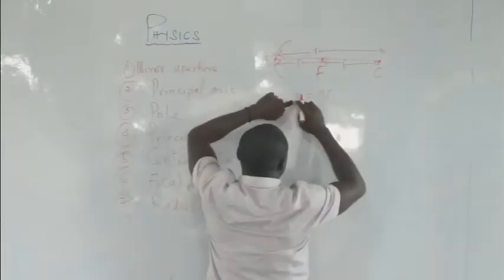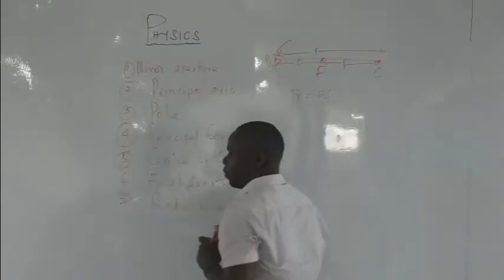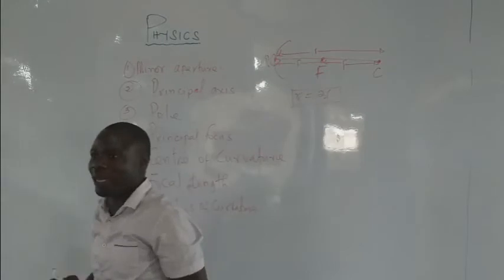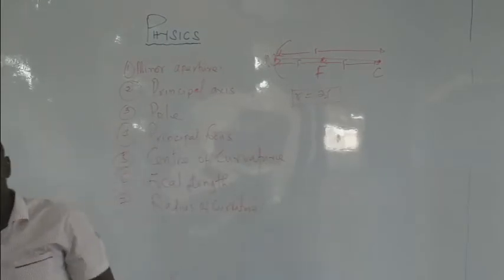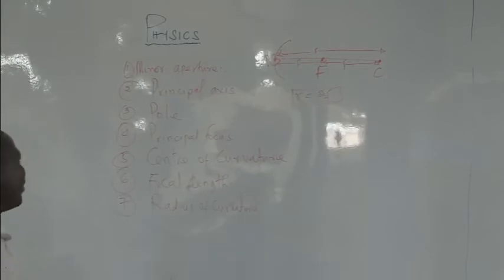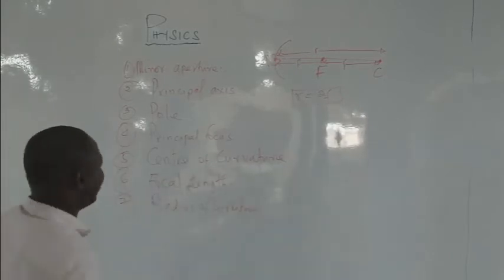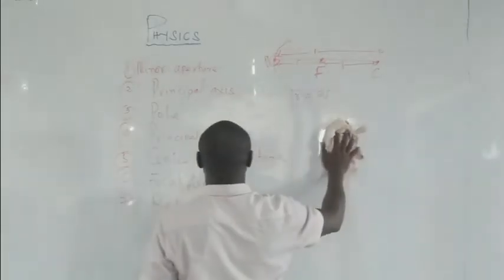So that's why we have the relationship between R and F. The radius of curvature is twice the focal length. That is what we have to know about this mirror.